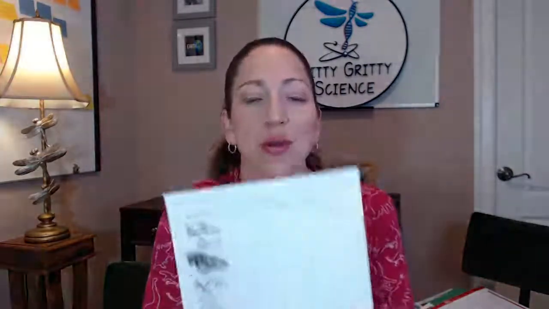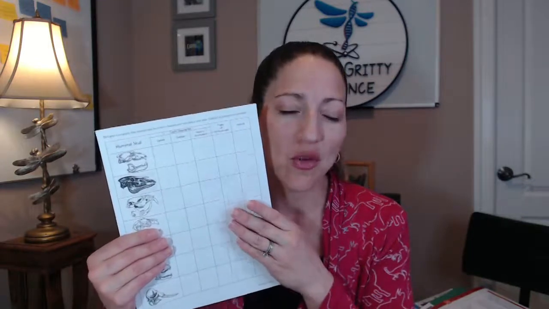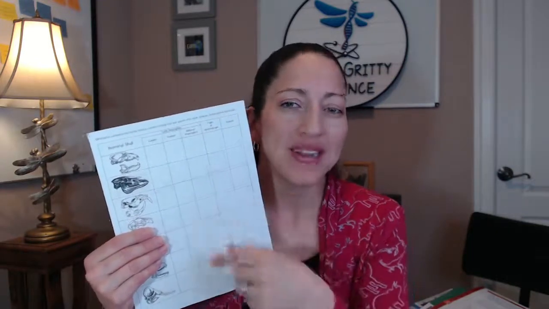Now, you can either print off the chart using the link I just gave you in the description, or it's on Google Drive. Just go ahead and save yourself a copy, put in text boxes, and fill in that information as you go along. You can add those to your interactive notebook if you're not.